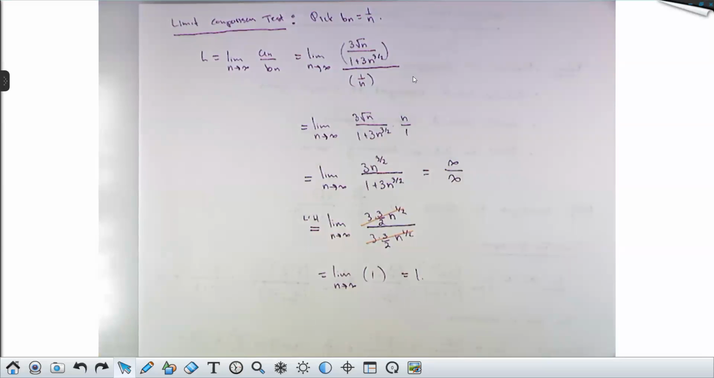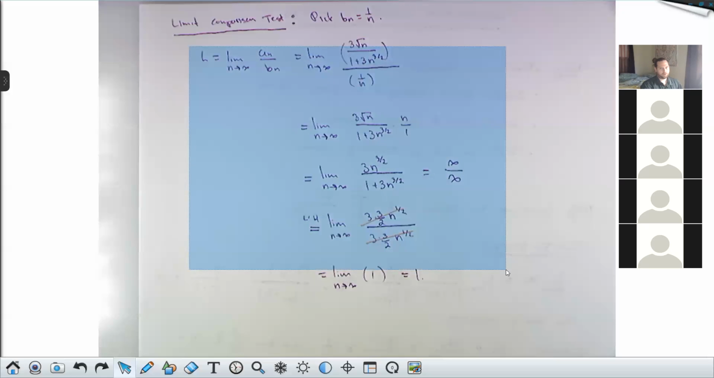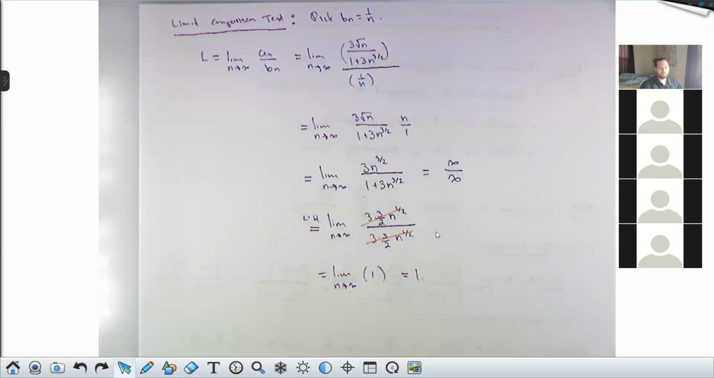Am I done? I'm certainly done with the limit. Am I done with the problem? If you read this, what story would you tell yourself? What would you say in your head to wrap it up? The fact that this limit came out to 1 tells me what? That the both series would converge or diverge together.